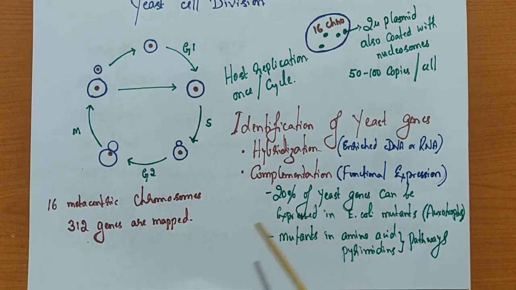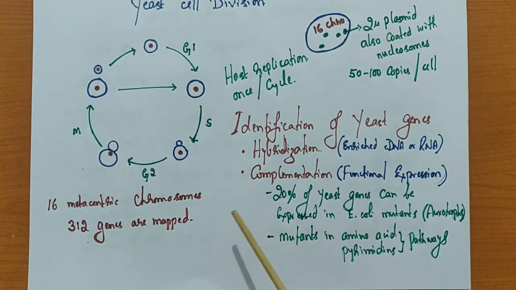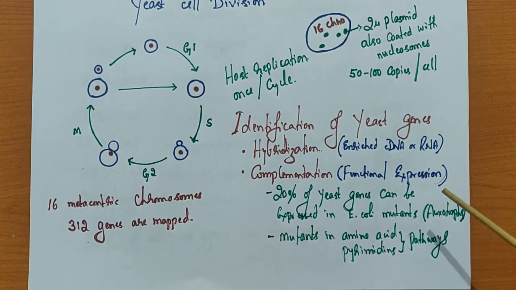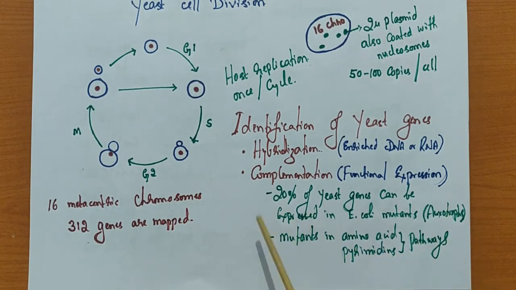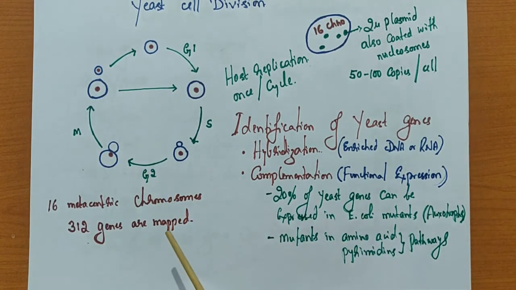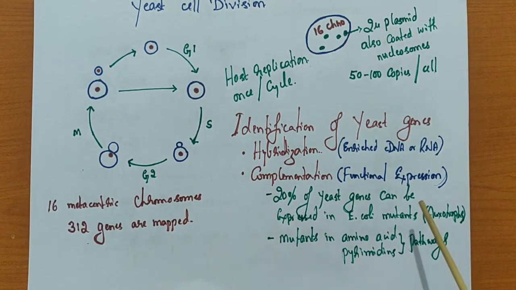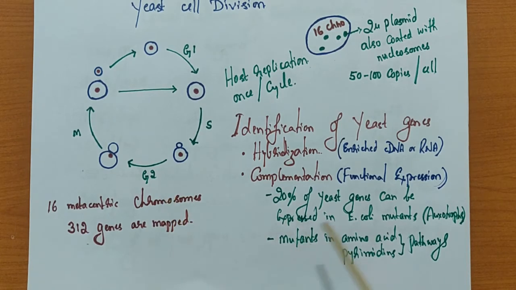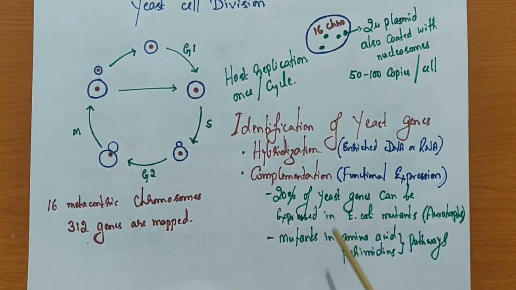Now suppose there is an auxotroph in bacteria, then usually we have to replace that with a bacterial gene. But here 20% of the yeast genes can be expressed in an E. coli mutant. I will discuss that probably in the subsequent table. That means 20% of the yeast genes can complement, so that even if there is a mutation in a particular pathway, instead of supplementing the prokaryotic gene, we can also supplement a yeast gene in fact. So 20% of the yeast genes can be expressed in E.